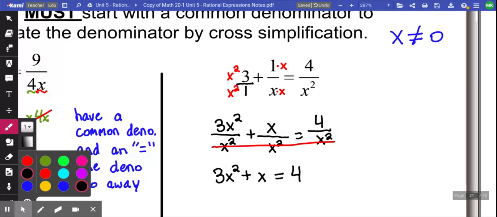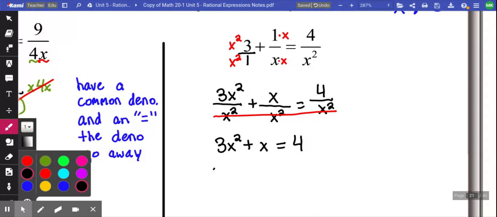That thing you can now solve. This is a quadratic equation. Highest exponent is 2. Quadratic equations have to be in general form. So this becomes 3x squared plus x minus 4 equals 0. We solve this using box method, quad formula, or factoring. I'm going to try to factor it.